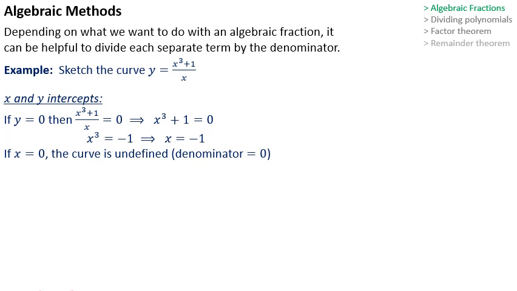Something strange happens when x equals 0. We don't get anything sensible at all. We get 0 cubed plus 1 divided by 0. And when you try dividing by 0, crazy things happen. Essentially, we have a discontinuity. It's a point where the curve is not defined. We can't put a y-coordinate on it.